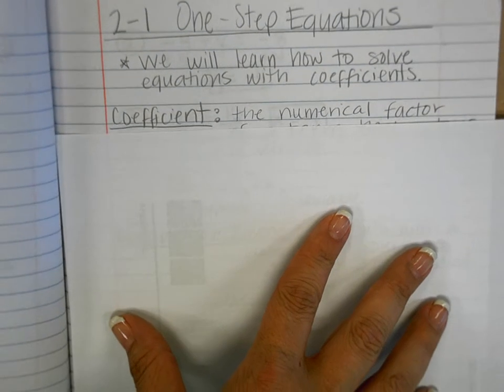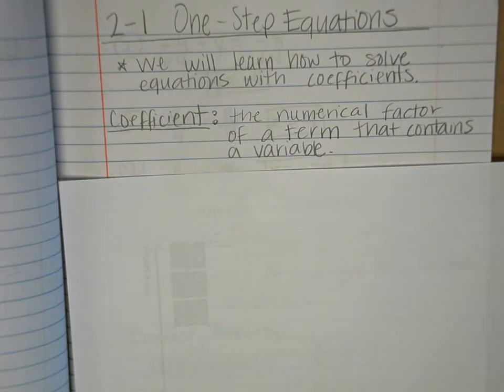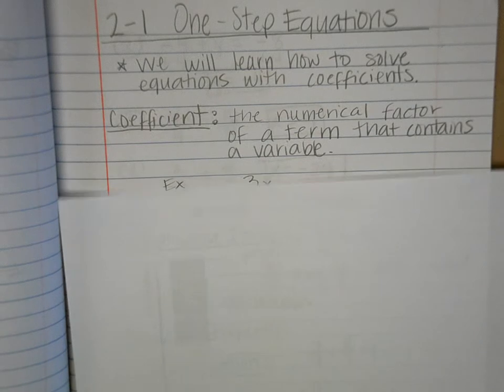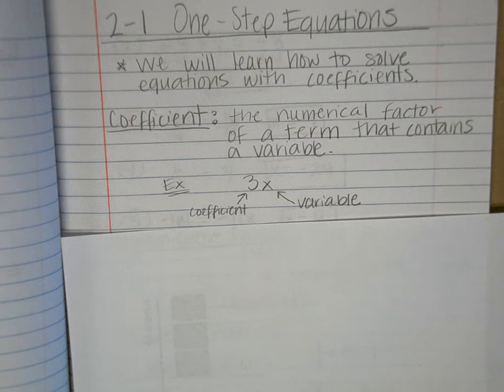Okay, here's the definition of a coefficient. The numerical factor, right, a number, of a term that contains a variable. Here's the example for you guys: 3x. So we have the 3 being the coefficient and the x being the variable.